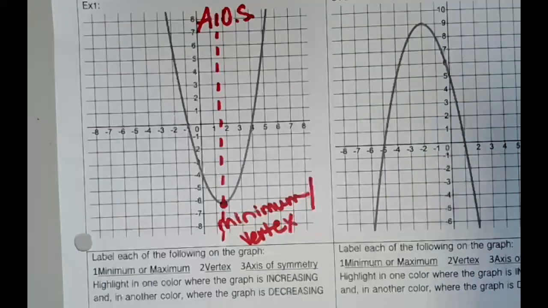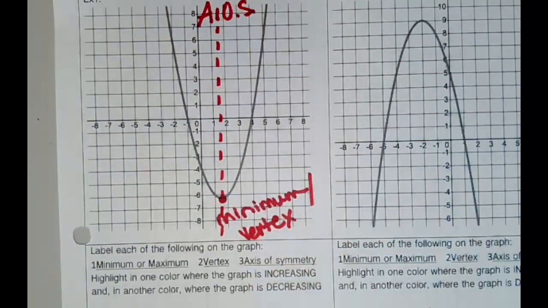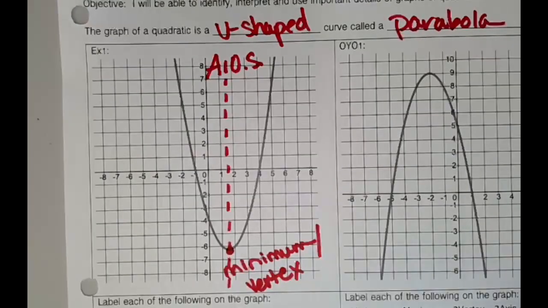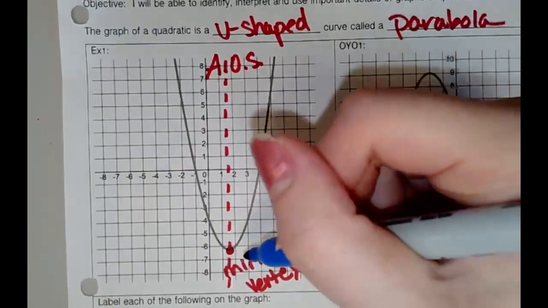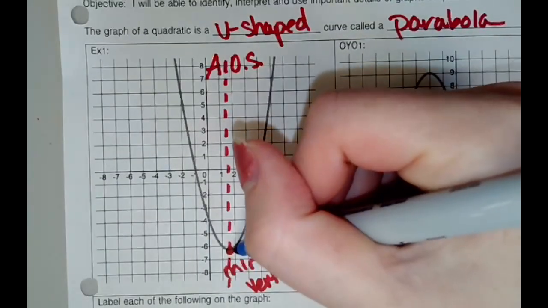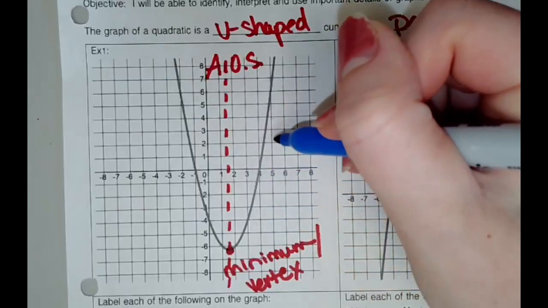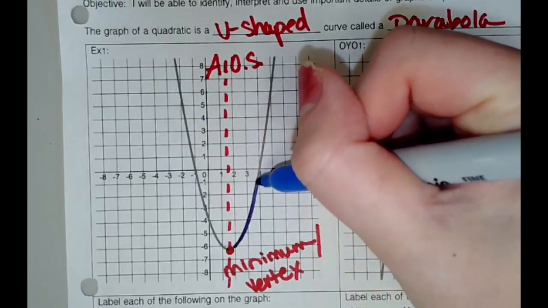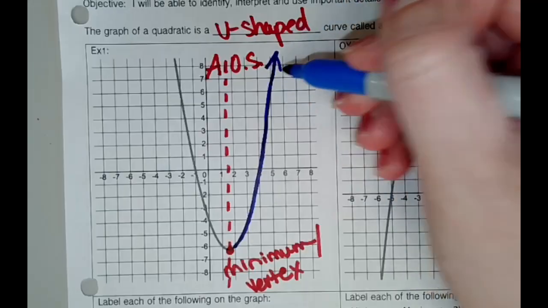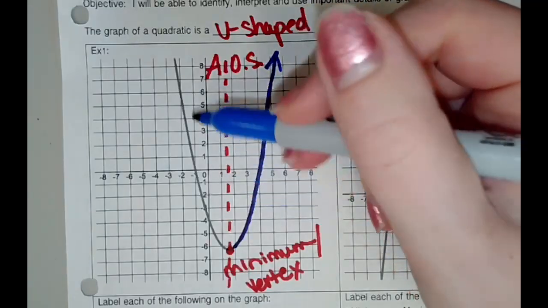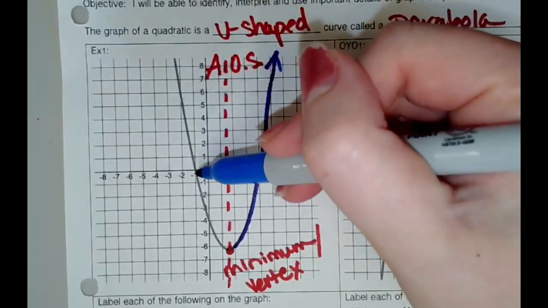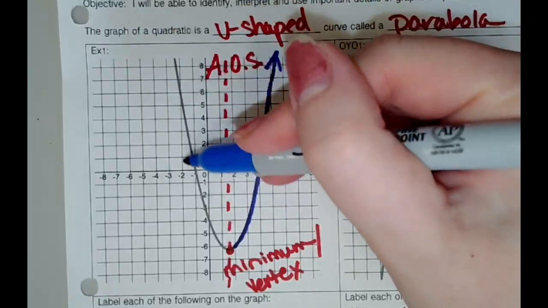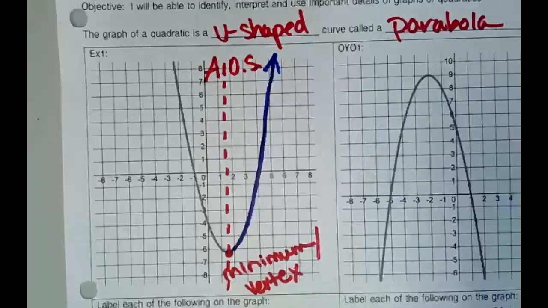Next, we're going to highlight in one color where the graph is increasing and in another color where it's decreasing. In blue, I'm going to show you where my function is increasing. From the vertex, increasing would be going up. From the vertex, I see that this side is going up. Approaching the vertex, I see this side's going down. It's decreasing, hitting that minimum, then going up.